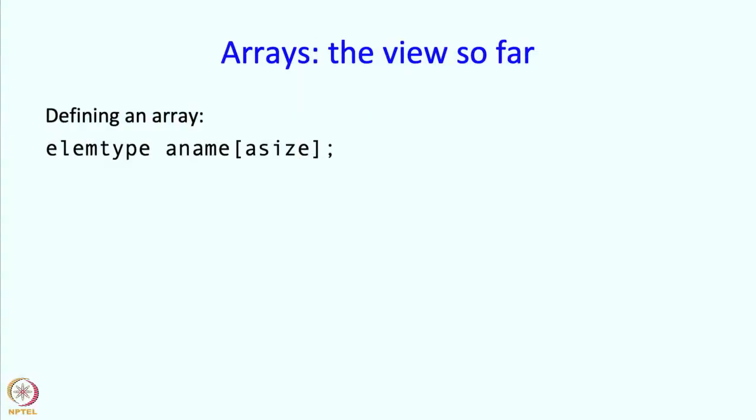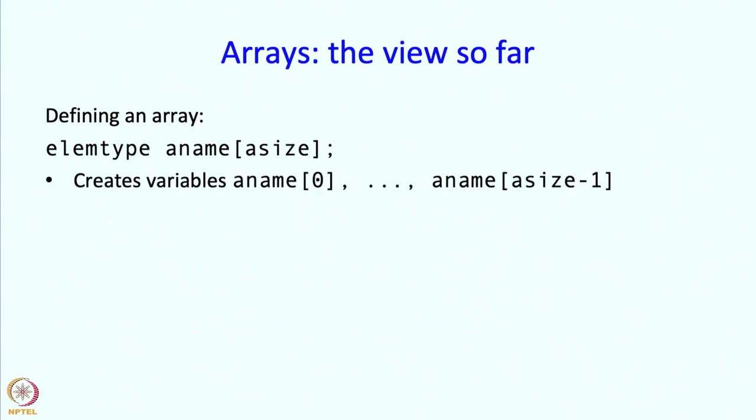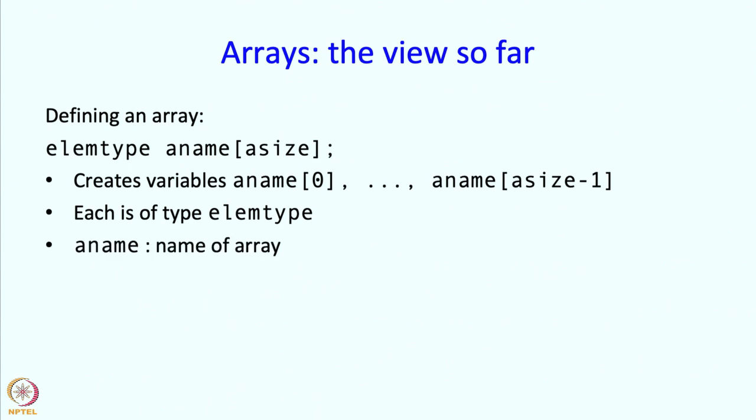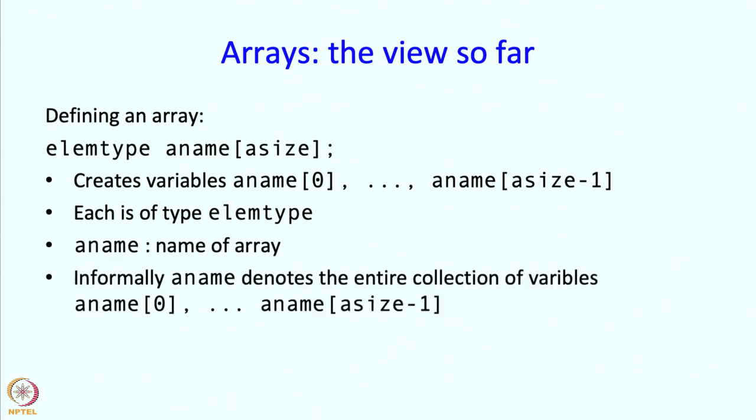So in the last lecture as well, we talked about arrays, and so far we have said that you can define an array by writing something like this. Give the type of the array, then give the name and give a size, and this creates so many variables, each of the element type that you have mentioned in the definition, and the name is the name of the array, and informally the name denotes the entire collection of variables name[0] through name[size minus 1].